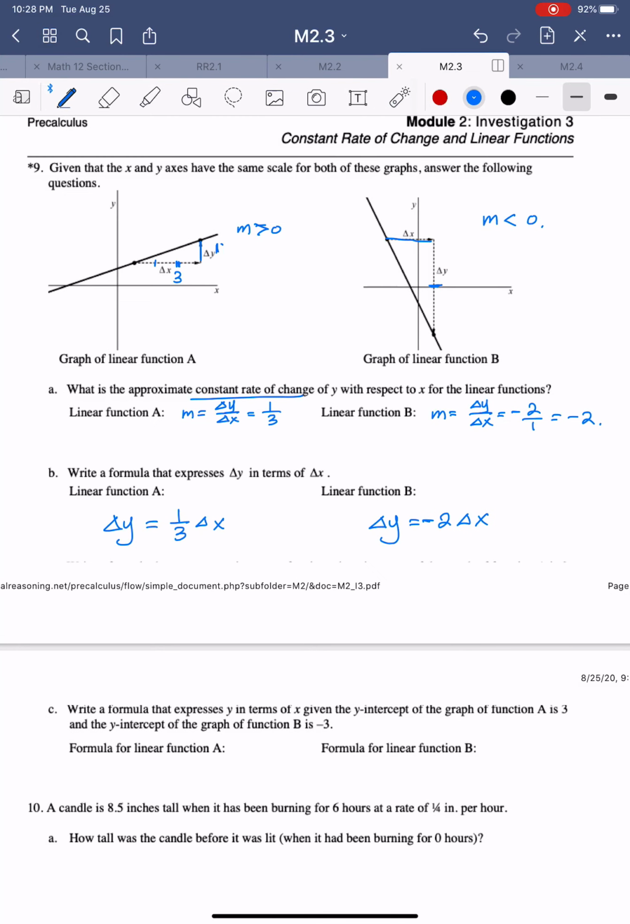And then c, write the formula expressing y in terms of x, given the y-intercept of function a is 3, and the y-intercept for function b is negative 3. If you put that as y equals mx plus b, for function a the slope is 1/3, so y equals 1/3 x plus 3. For function b, y equals negative 2x minus 3. That's it. So the y-intercept here is about 3, and this is about negative 3. Okay, all right, so that's how they explain it. Okay, thank you.